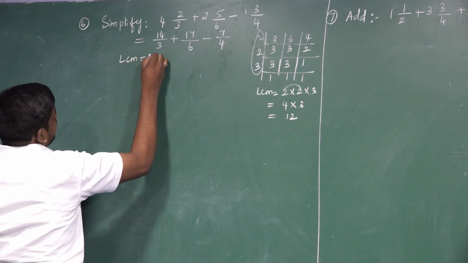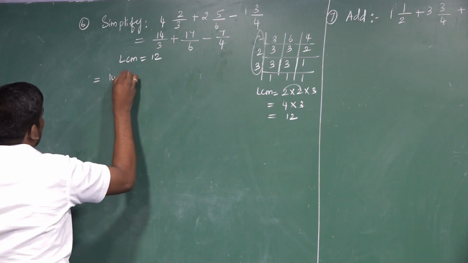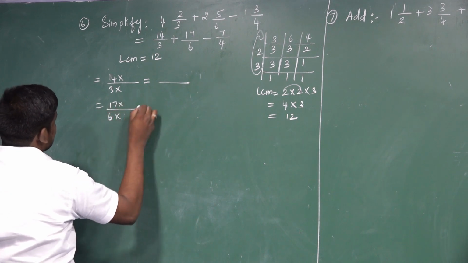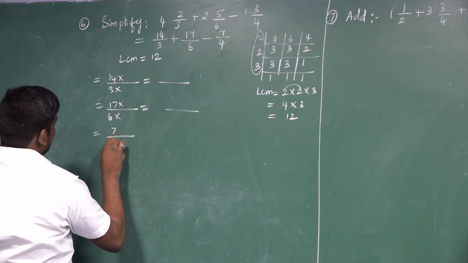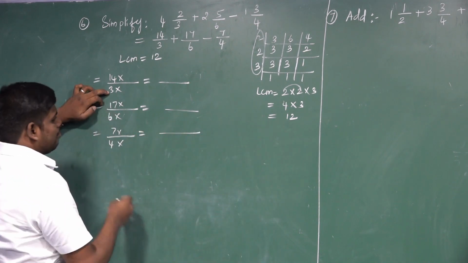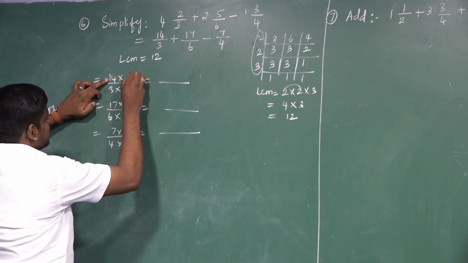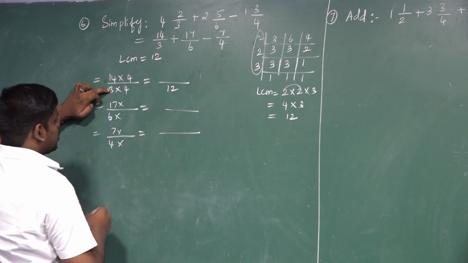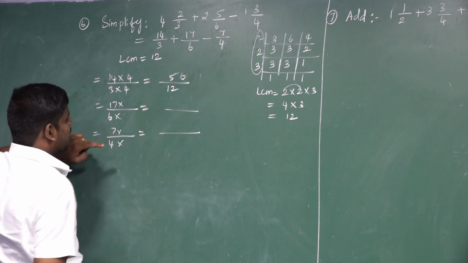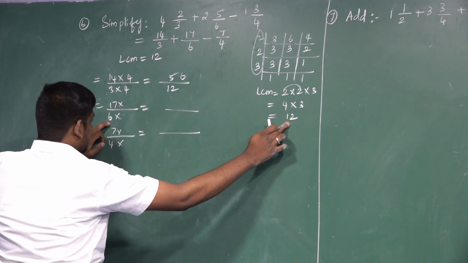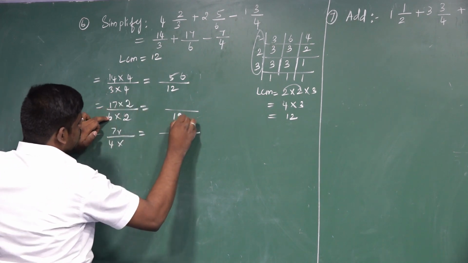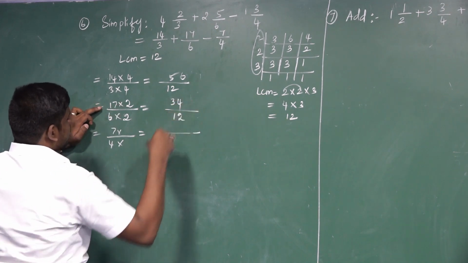So the LCM is what? 12. First we write 14 multiply 3 multiply. Next we write 17 multiply 6 multiply. Then 7 by 4. To get 12 as a denominator, 3 multiply with 4, and 14 also multiply with 4. 3 4s are 12. 4 4s are 16. Remaining 1. 1 4 is 4. 4 plus 1, 5. To get 12 as a denominator, 6 is multiply with 2, and 17 also multiply with 2. 6 2s are 12. 17 2s are 34.